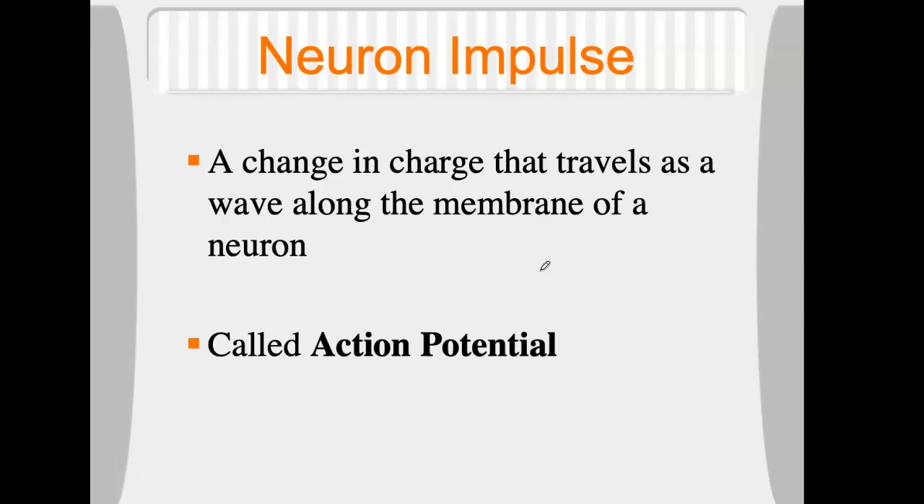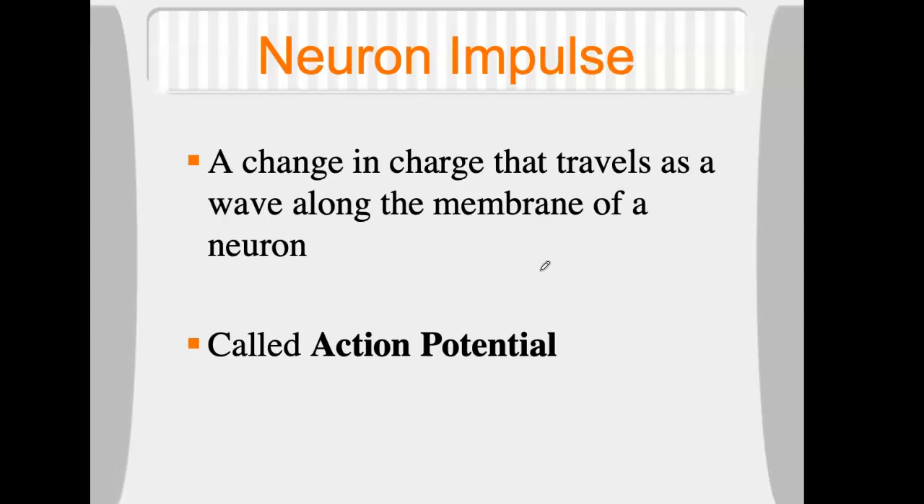So we want to understand that nerve impulse. We want to understand how that travels. And it's called an action potential. And what it really is, is a change in charge. So we're thinking of charges, positive charges, negative charges, what's happening with those charges.